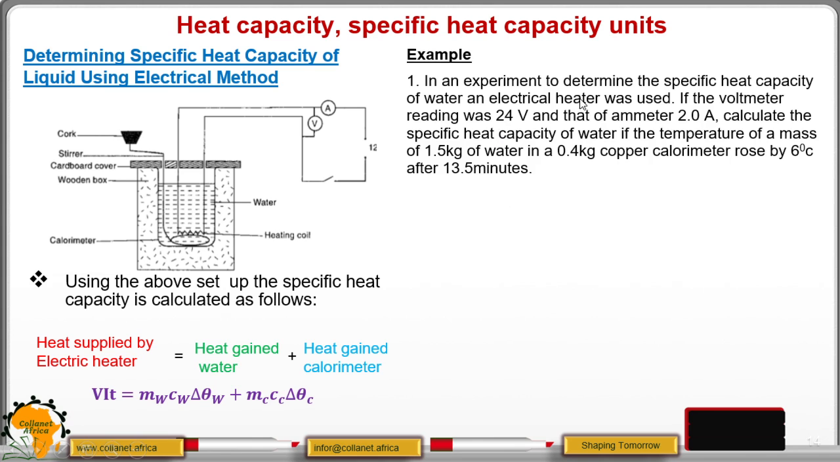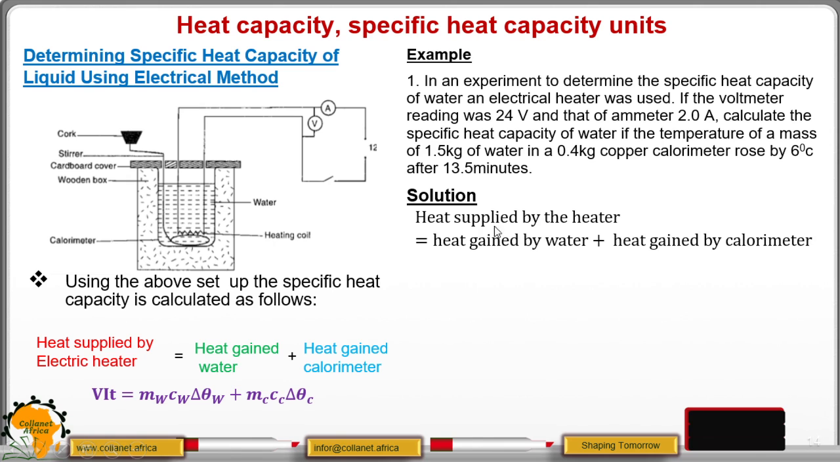In an experiment to determine the specific heat capacity of water, an electric heater was used. If the voltmeter reading was 24 volts and the ammeter reading 2.0 amperes, calculate the specific heat capacity of water if the temperature of a mass of 1.5 kilogram of water in a 0.4 kg copper calorimeter rose by 6 degrees Celsius after 13.5 minutes. We proceed as follows.